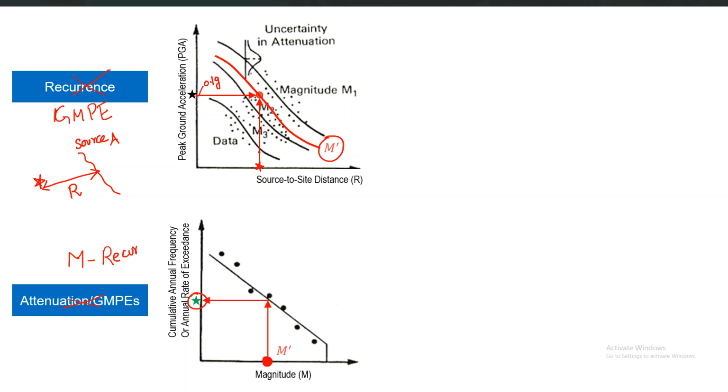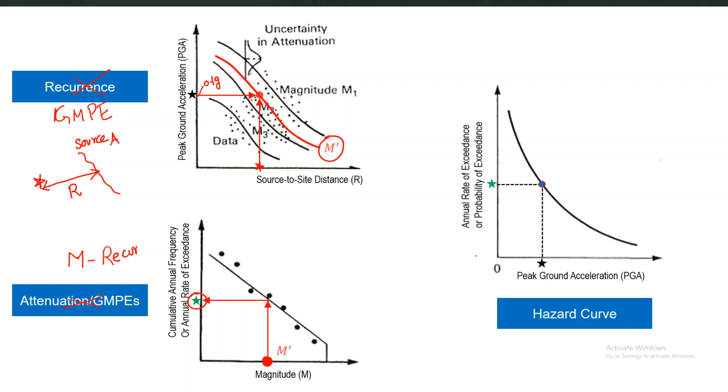We know already that the annual rate of occurrence or cumulative annual frequency can also be expressed as the probability of exceedance. So what we can do is construct a new curve on which we have the y-axis as the annual rate of exceedance or probability of exceedance, and on the x-axis we have the PGA value, the starting PGA value. So let's say this number is, let's say, 0.002. So corresponding to 0.1 G and 0.002, we can come up with 1 point on this curve.